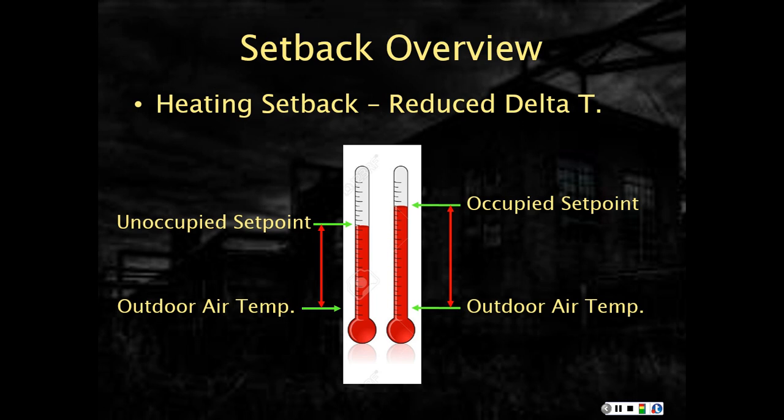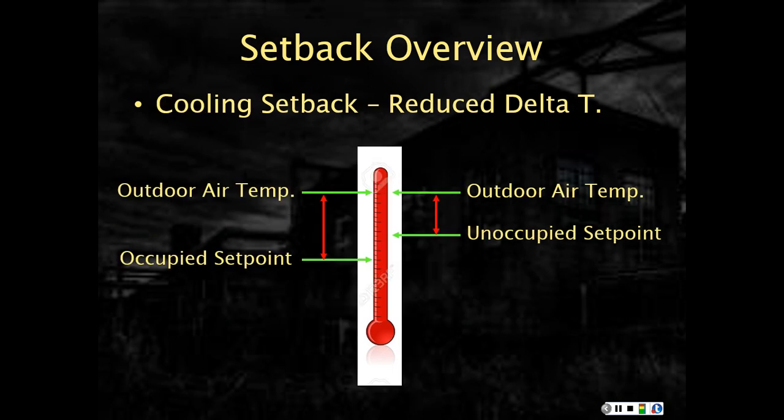So, setback overview. Again, heating setback, the whole idea is to reduce the delta T. In this case, we have an occupied set point. The delta T is the difference between that occupied space temp and whatever the outdoor air temp is. That's our delta T. Setback means I'm going to take this occupied set point and reduce it, make it lower in heating. So if we look at that same outdoor air temperature, I've reduced the delta T, at least in the heating mode, by reducing the occupied set point.